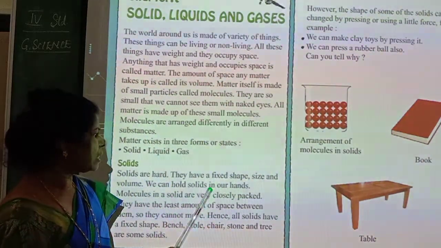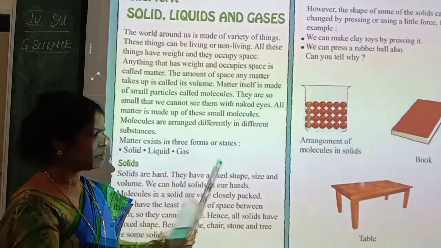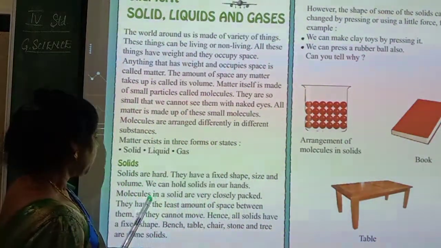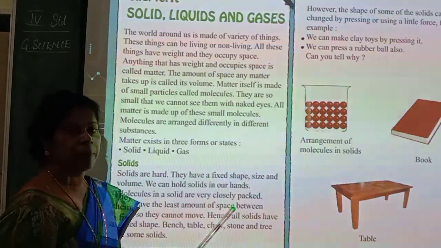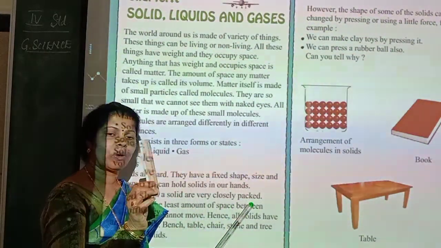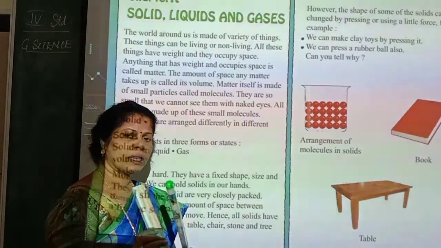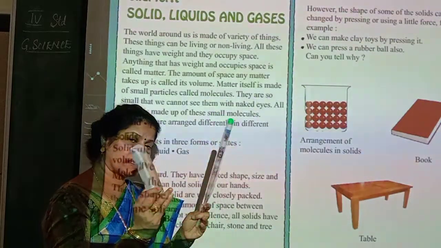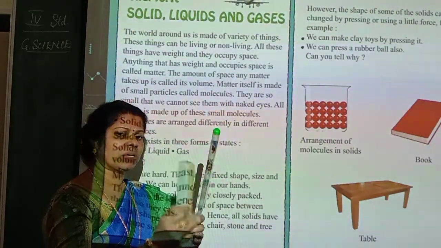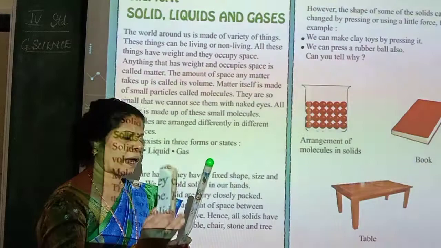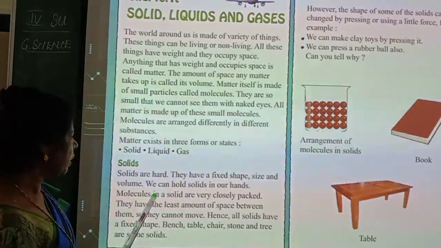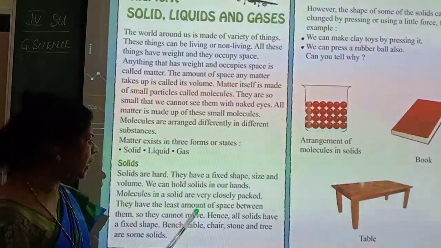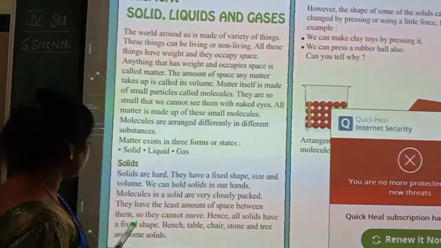We can hold solids in our hands. We are able to hold it in our hands. Even this is also a solid. We are able to hold it in our hand, isn't it? Molecules in a solid are very closely packed. Why is it possible for us to hold it in our hands? Because the molecules in this are tightly packed. Very tightly. They don't have space in between. They are all tightly packed. So molecules in a solid are very closely packed. They have the least amount of space between them.